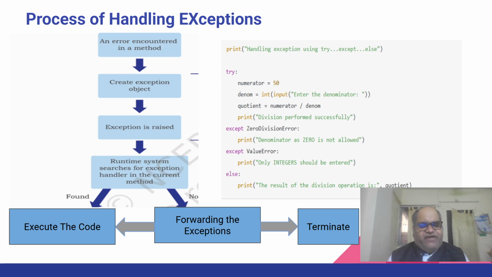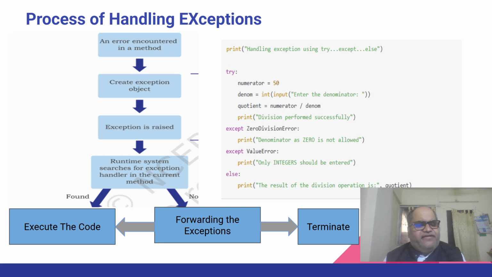If not found, it will forward the exception, right, where it can be handled at the next level. If it is found, it will be executed. Otherwise, it will terminate. So on the right hand side, say there is a numerator 50, and you are asking the user to enter a denominator value, and then you are computing the quotient, numerator by denominator. If everything is proper, division is performed successfully. Otherwise, say the denominator entered was 0. Then that exception will be handled by zero division error. So that's what this runtime system does.